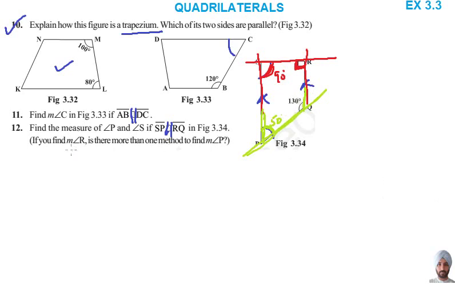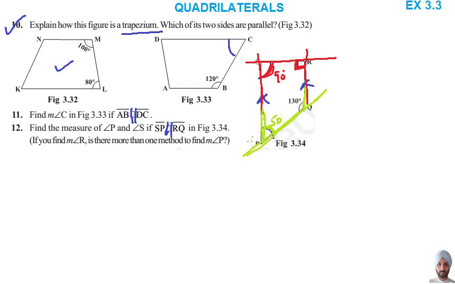Now if you find measure of angle R, this is optional, you need not do this, but let us discuss. In case you find measure of angle R, is there more than one method to find measure of angle P? So they are saying that if you have measure of angle R, can you find angle P in more than one way? Yes.